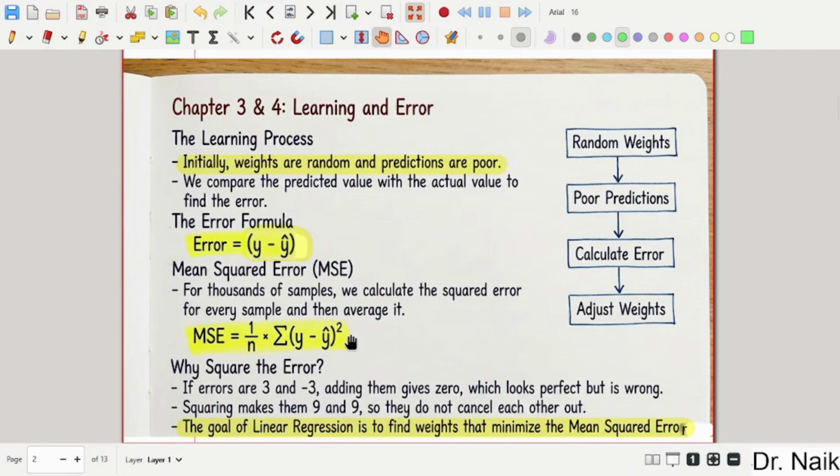Why square the error? Because if the errors are 3 and minus 3, then adding them gives 0. That is, these two errors cancel each other, which looks perfect but is wrong. So squaring the errors makes them 3 squared is 9 and minus 3 squared is 9, so they do not cancel each other. The goal of linear regression is to find the weights that minimize the mean squared error, that is MSE.